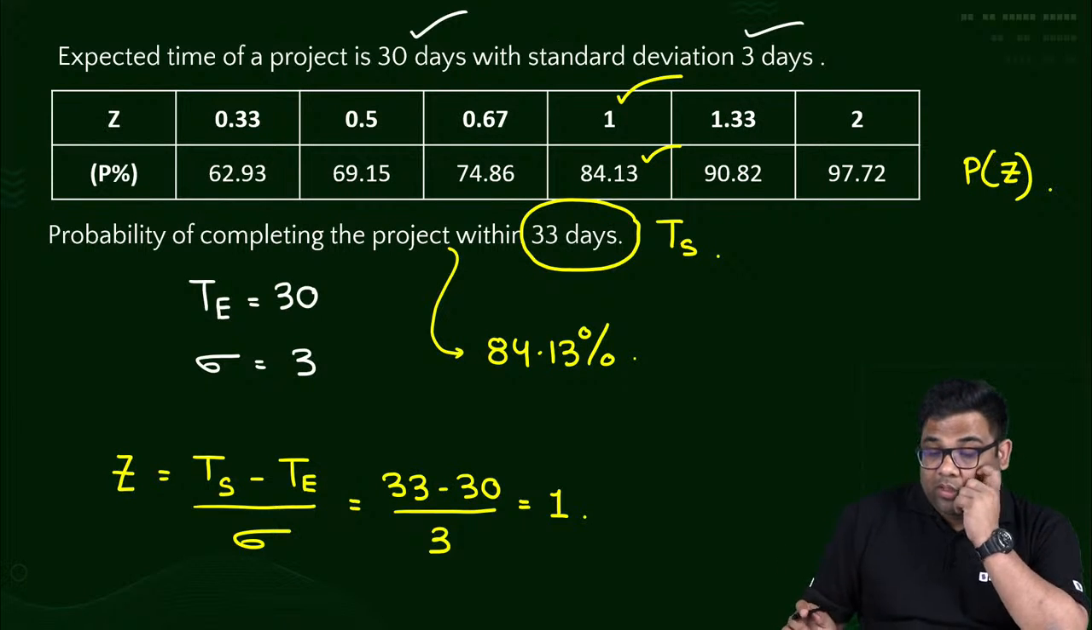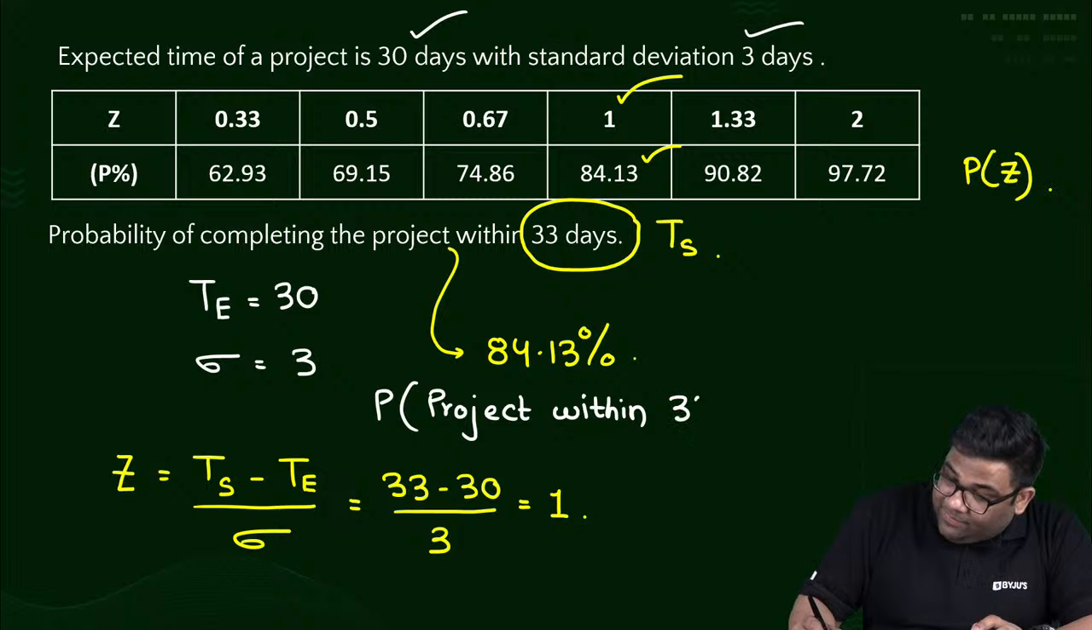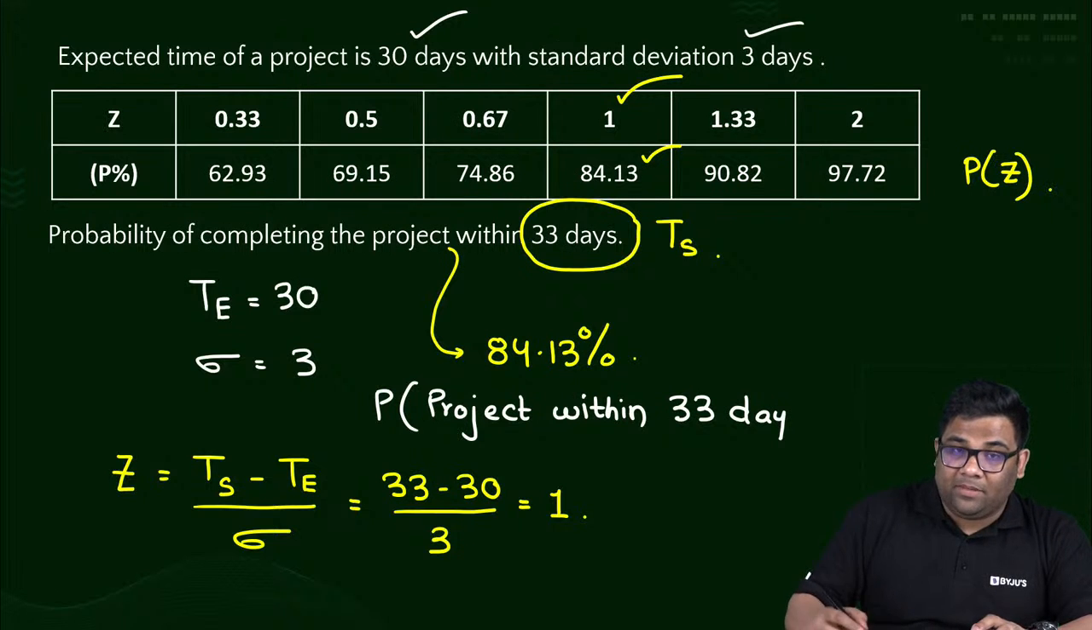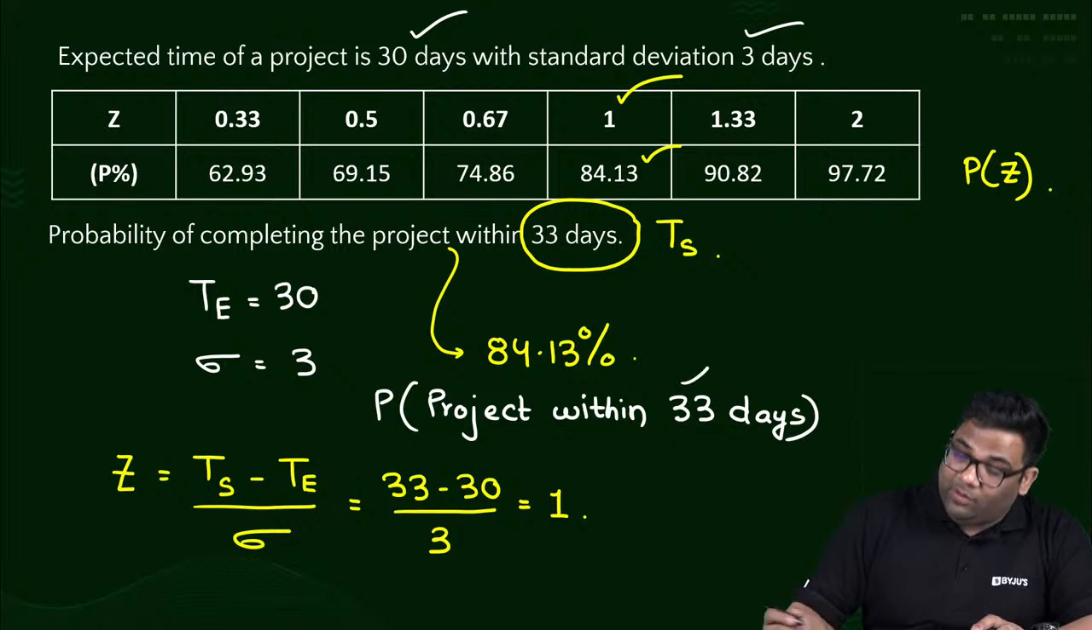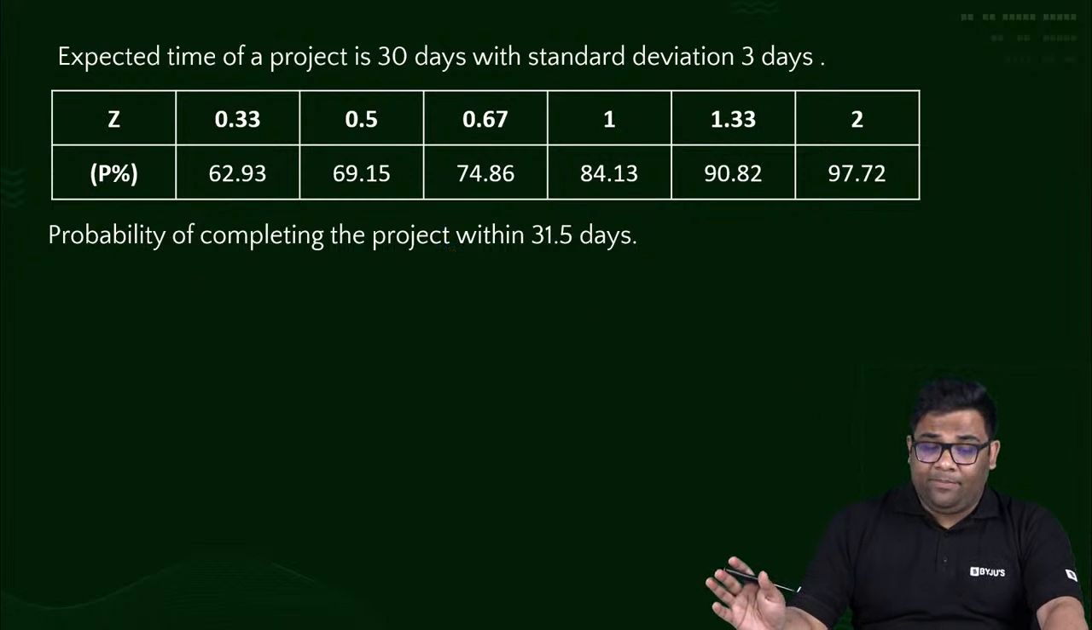84.13%. So the probability that the project will be completed within the TS time, here TS time is 33 days, is P of Z, and that is actually equal to 84.13. It's very easy, very easy.